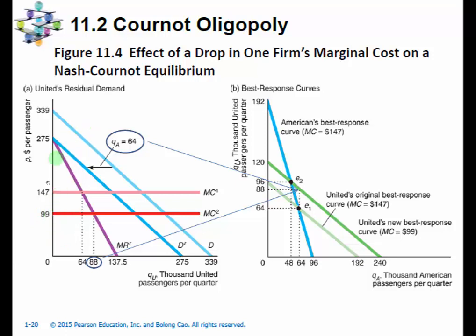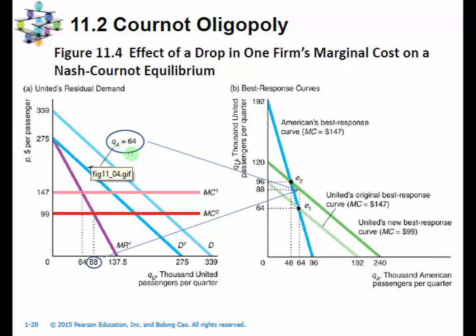Notice that this picture, panel A of figure 11.4, is not the profit maximization problem for American Airlines, but it is for United Airlines. So we actually still look at a residual demand curve, 339 minus 64, the output quantity by American Airlines, minus P.